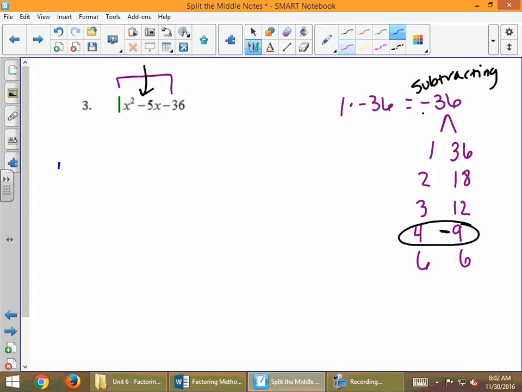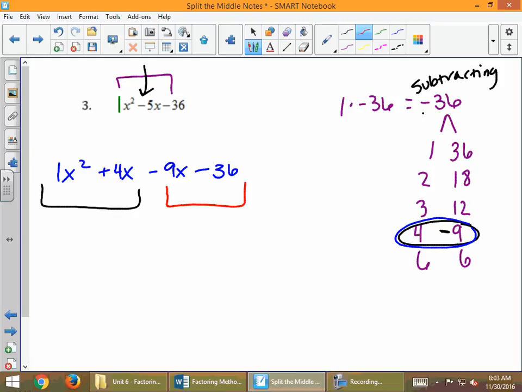1x squared minus 3x. What two numbers did we pick? 4x. Good, plus 4x. Minus 9x minus 36. Good. And now that we have 4 terms, what method do we use? Grouping.